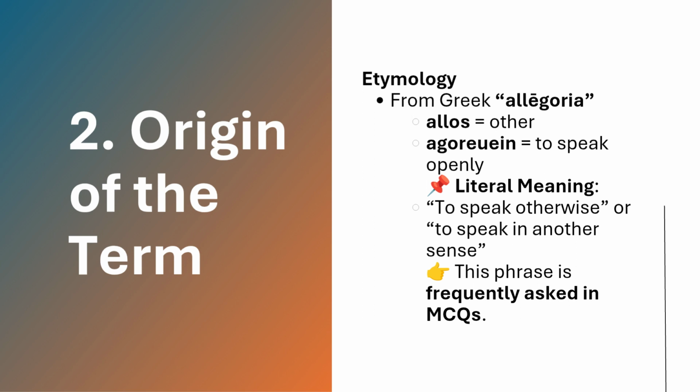Origin of the term. Now let us see where the word allegory comes from. The term comes from the Greek word allegoria. It is made of two parts. Allos, meaning other, and agoreuein, meaning to speak openly. So, the literal meaning of allegory is, to speak otherwise, or, to speak in another sense. What does this mean? It means the writer does not say things directly. Instead, the writer hides meaning behind a story. This phrase, to speak otherwise, is very frequently asked in MCQs.